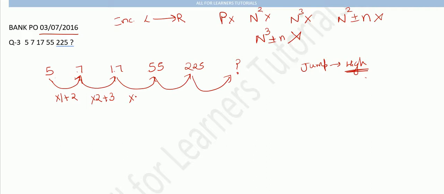17 into... 17 1s are 17 and 2s are 34. 17 3s is what? 3 7s are 21, 51. So 17 into 3 plus 4. This is 55 into 4 plus 5, right? So our logic, we are getting something.